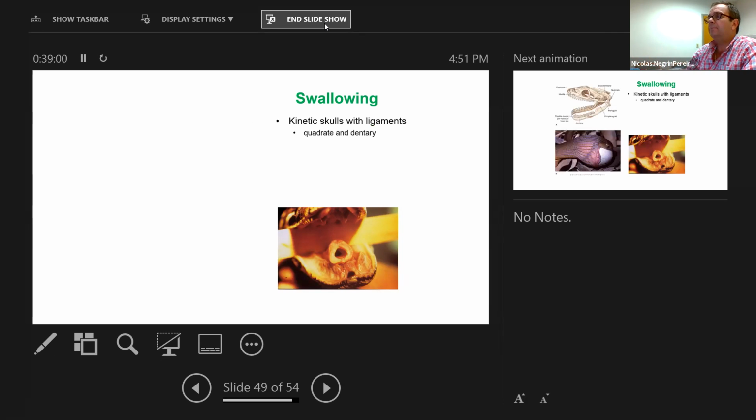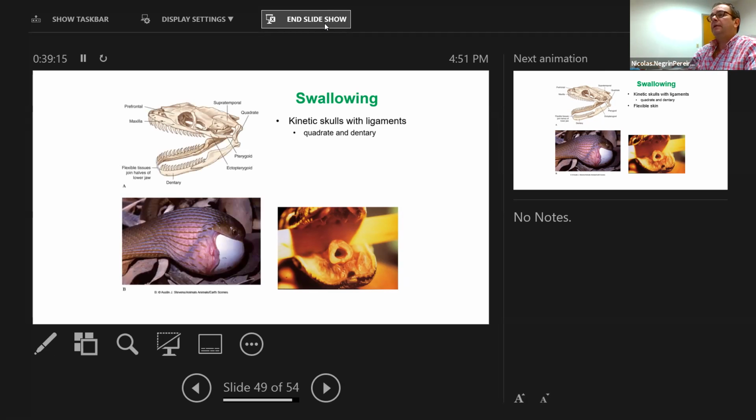They actually can do that because they have a kinetic skull. We call it kinetic because it can actually open many times its original size, by a kinetic skull with ligaments, the quadrate and dentary ligaments. So you can see the bones there, the quadrate and the dentaries, that are able to open that jaw really, really big. And that allows them to swallow something as big as an ostrich egg, like you can see that small egg snake is swallowing.